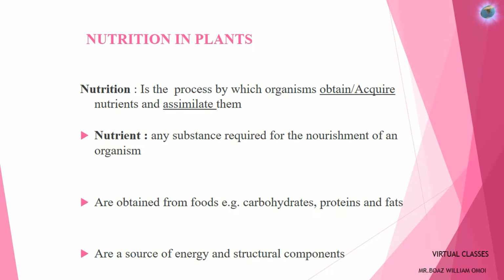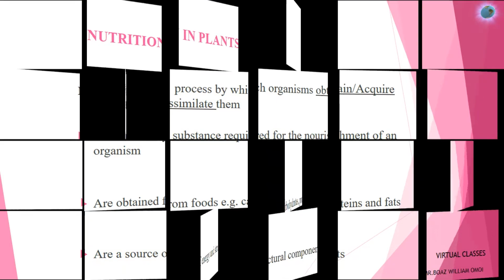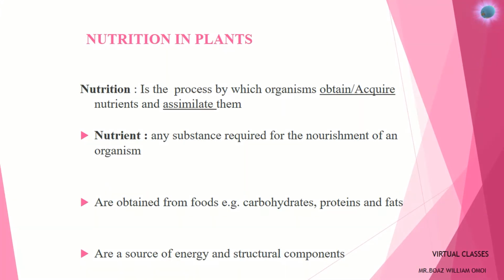Very, very important. Now, what is a nutrient? A nutrient is any substance that is required for the nourishment of an organism. Any substance, for example, it can be a protein, it can be a carbohydrate, it can be a fat. So all these substances, carbohydrates, proteins, fats, they are nutrients in the body.